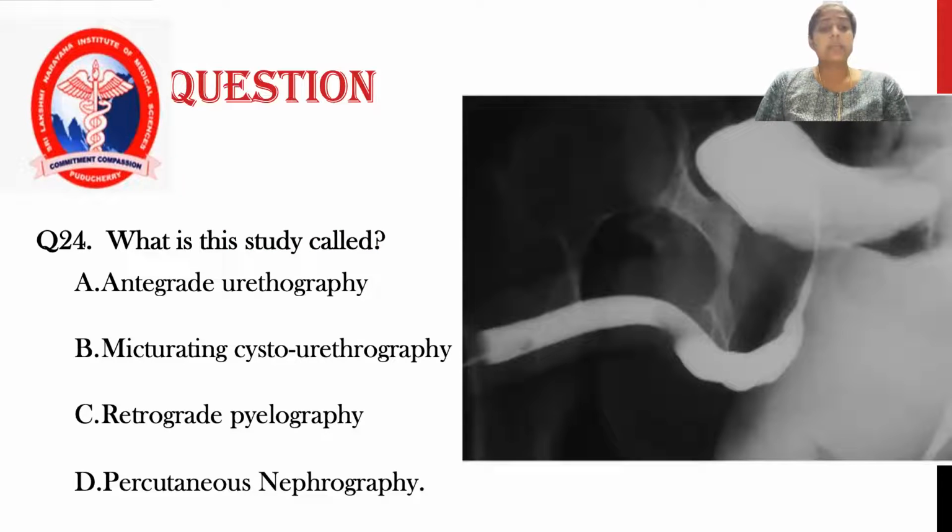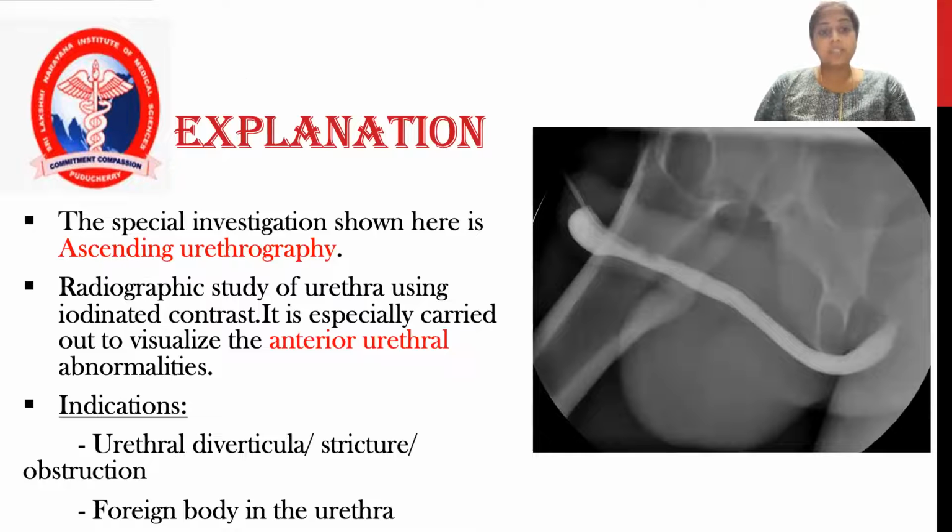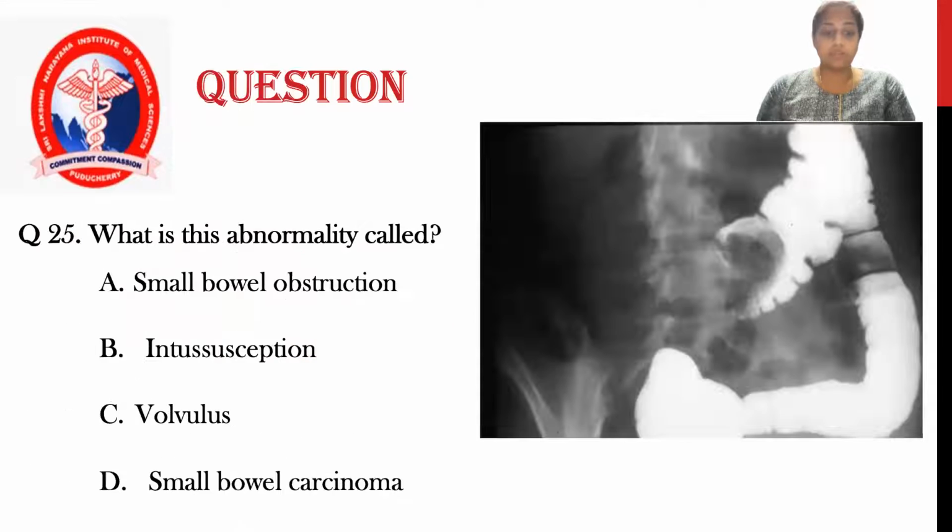What is this study? Can it be antegrade urethrography, micturating cystourethrography, retrograde pyelography, or percutaneous nephrostography? The special investigation shown here is the ascending urethrography, a radiographic study of the urethra using iodinated contrast. It is especially carried out to visualize anterior urethral abnormalities. Indications: urethral diverticulum, stricture, foreign body, or any obstruction in the urethra.